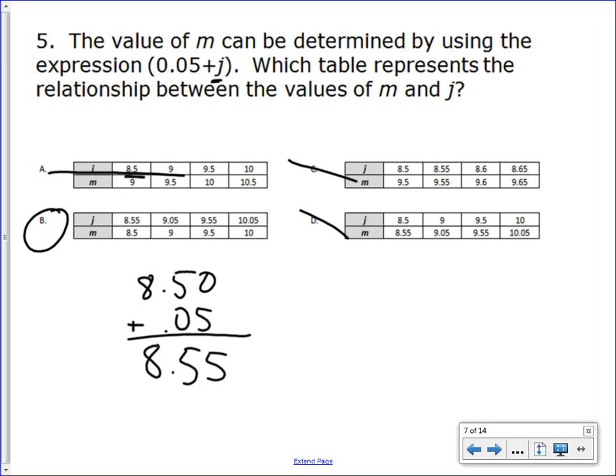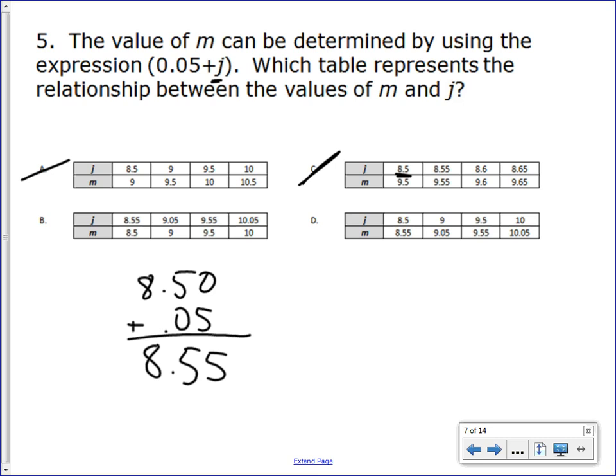I'm sorry, that is not right. Let me go back and fix this. See, Miss Watkins even gets confused on these sometimes. Our output, or our M, should be 8 55/100. So J is our input, so 8.5, and our output should be 8 55/100. So A is not correct. Also, because of that, 8.5 is your input. Your output would be 8 55/100. So C also is not correct.